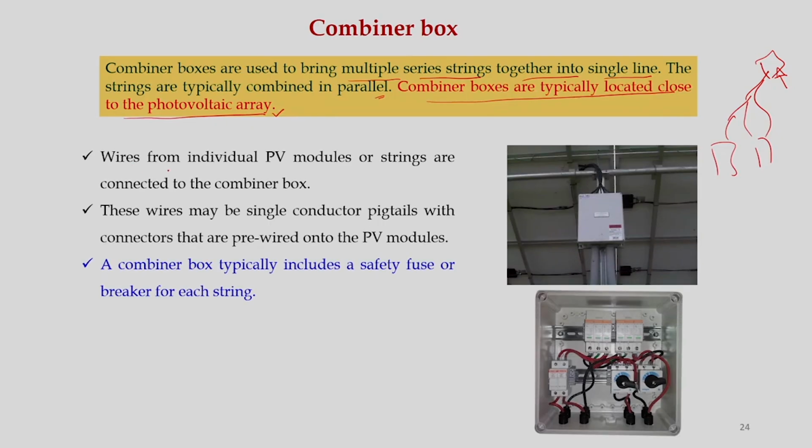These wires from individual PV modules or strings are connected to the combiner box, and these wires may be single conductor pigtails with connectors that are pre-wired into the PV modules. Already these wires come with the PV module when we purchase new PV modules. A combiner box typically includes a safety fuse or breaker for each string. What you can see, these are the safety fuses attached in the combiner box. So, it looks something like this.